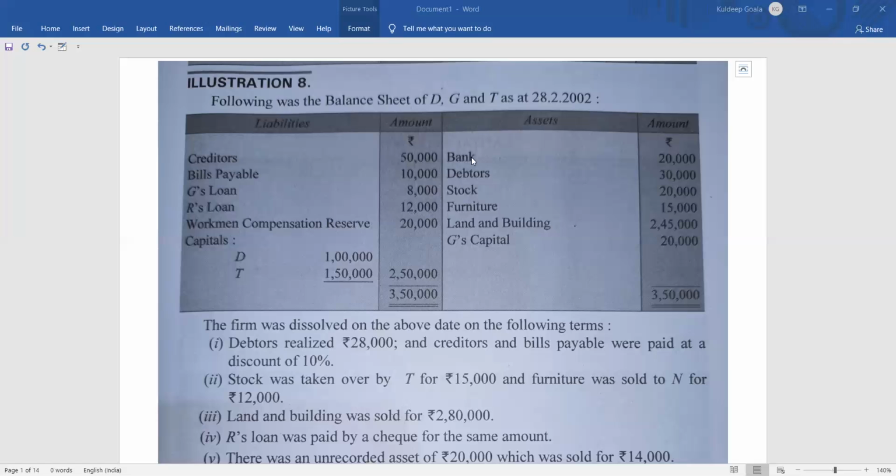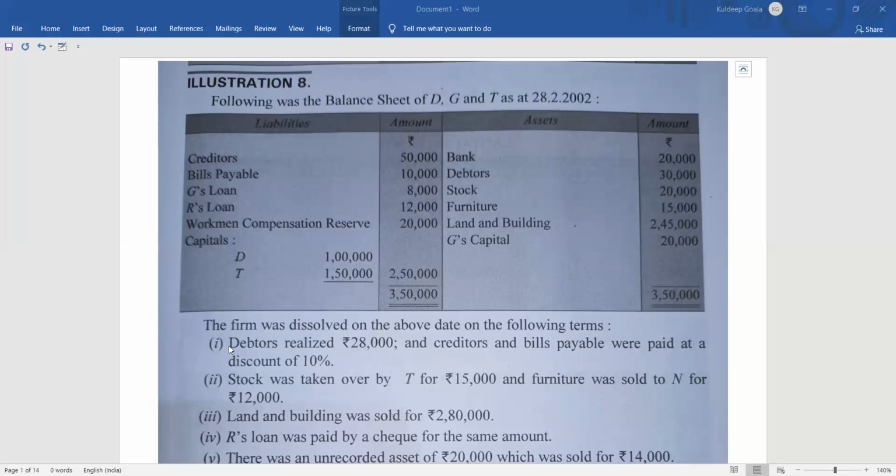Remember that. Now coming to the asset side, we have got bank, debtors, stock, furniture, land and building, and G's capital. So one of the capitals is lying in the asset side. That means it is a loss. Partner G is running in loss. So this G's capital will be showing as the opening balance, and in the opening balance also it will appear on the debit side of the capital account, because it is in the asset side, which is indicating that the capital is a loss, a negative balance. Okay, it is a negative balance.